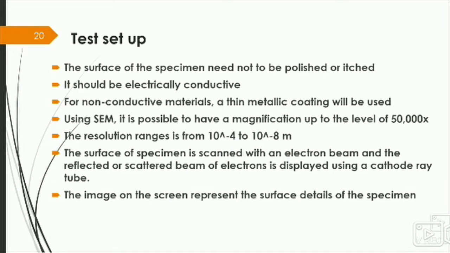By using a scanning electron microscope, it is possible to have a magnification level of 50,000 times, and at the same time it provides a resolution range from 10 raised to minus 4 meter to 10 raised to minus 8 meter. The surface of the specimen is scanned by an electron beam, and later it gets reflected or scattered, and then it gets displayed on the cathode ray tube. The image displayed on the cathode ray tube represents the surface details of the specimen.